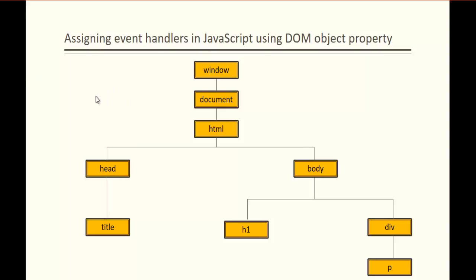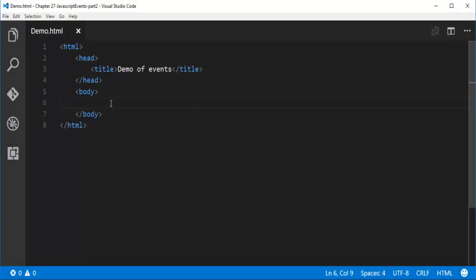What I'm going to show right now is, with the help of the DOM object, how to attach an event to an HTML element. So let me jump to my Visual Studio and show you a demo of it. Let me create an input of type button, and let me attach an ID to it. The ID is btn.